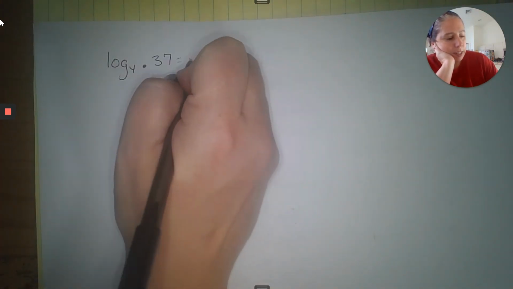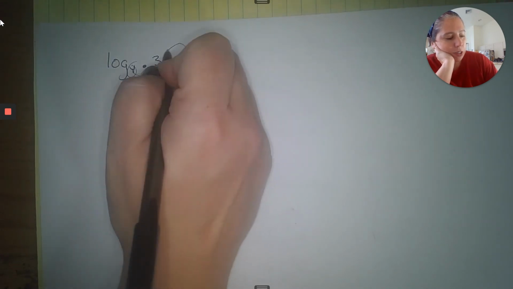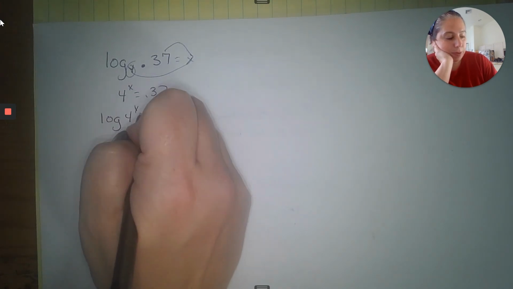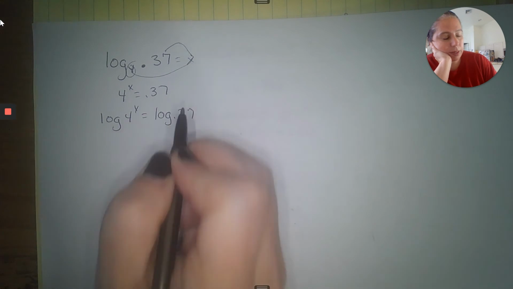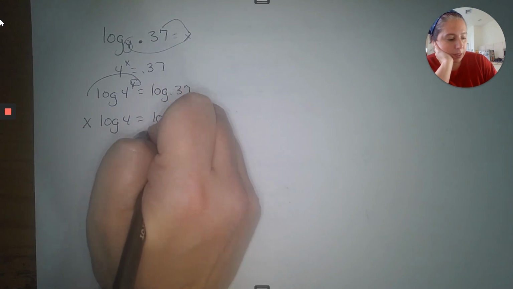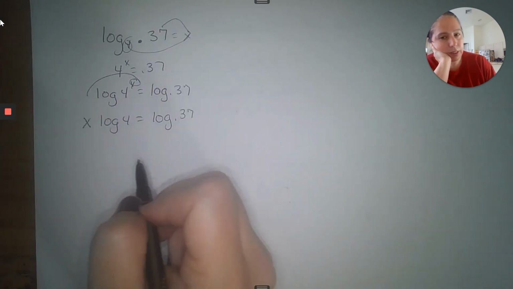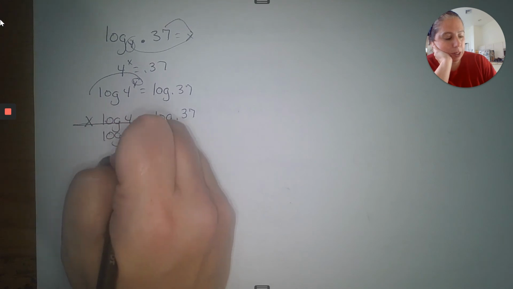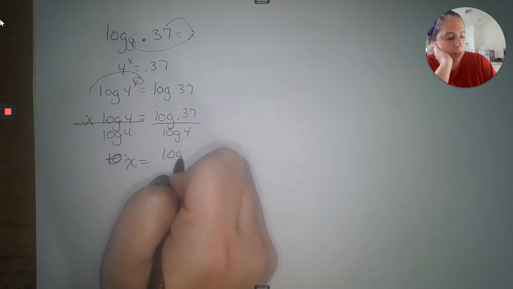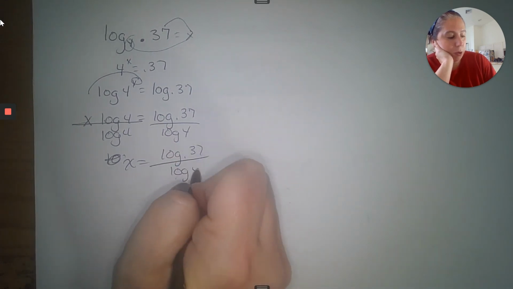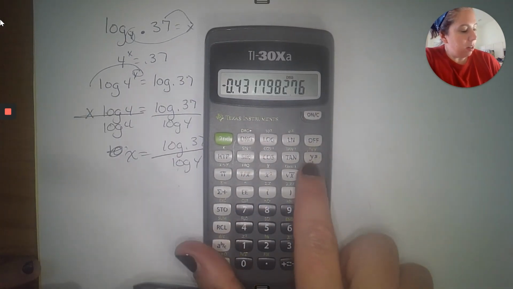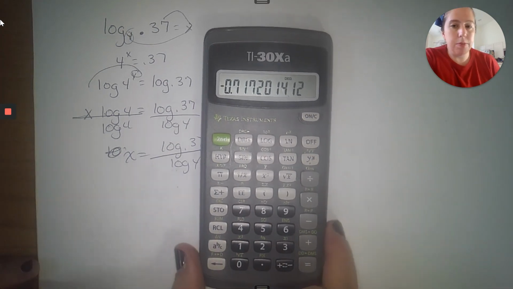All right, set it equal to x, change it, so 4 to the x equals 0.37, right? Take the log of both sides. Drop the exponent down. Divide both sides by whatever the log is with the x. So you get x equals the log of 0.37 divided by the log of 4. So 0.37 log divided by 4 log equals.